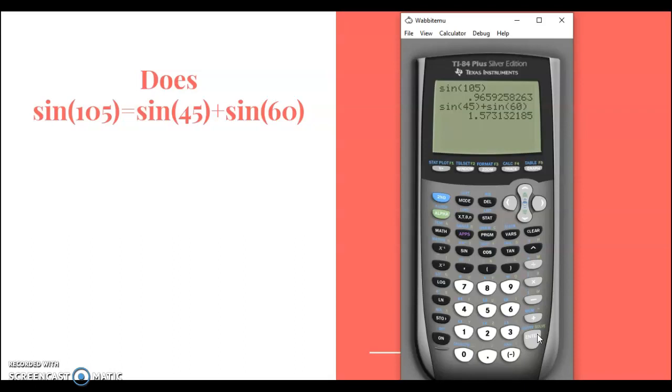So before we go to the next video, I want you all to just take a minute, think about both expressions, decide which expression makes the most sense, which expression is correct for the sine of 105, and then come up with a reasoning why the other expression is not correct. Write that in the space below. We'll go over it in the next video.